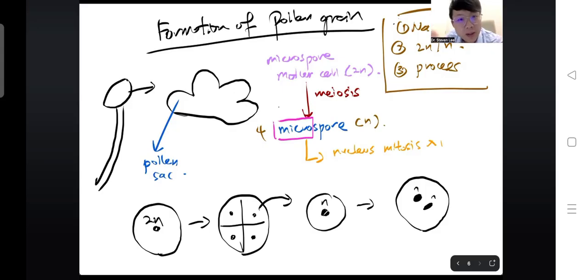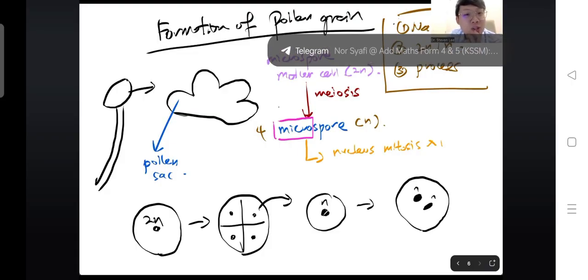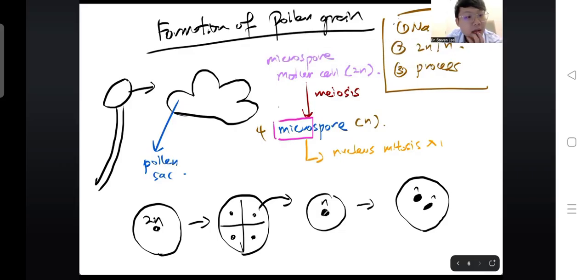Let me ask you a K1 question. Besides pollen grain, what is another thing that you know has 2 nuclei? Just a very simple question. Anything that you know has 2 nuclei besides pollen grain? No one knows?